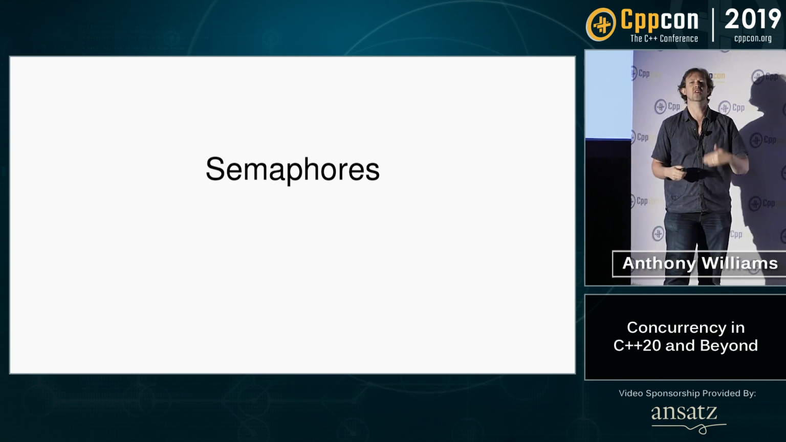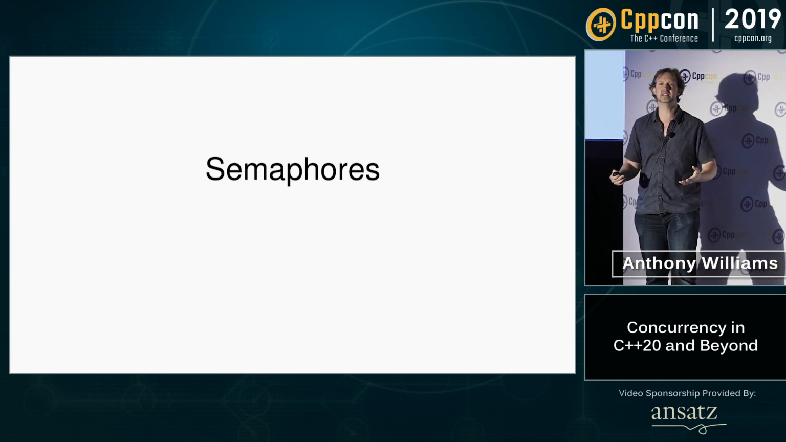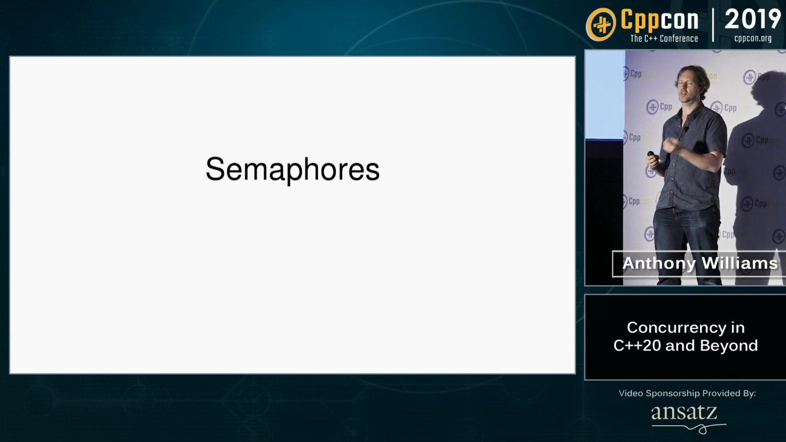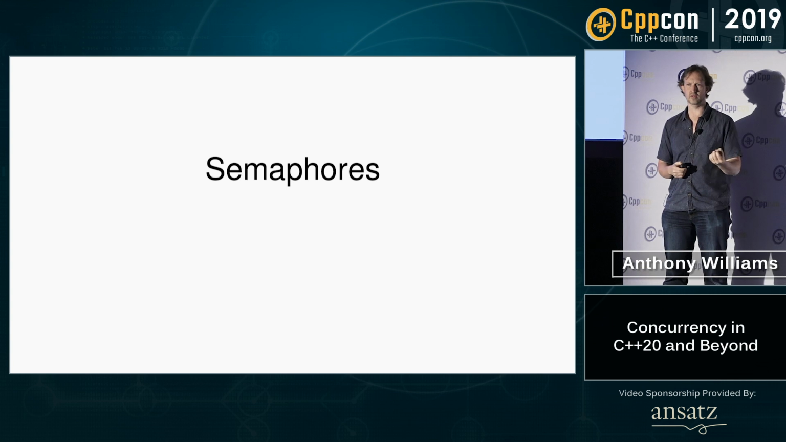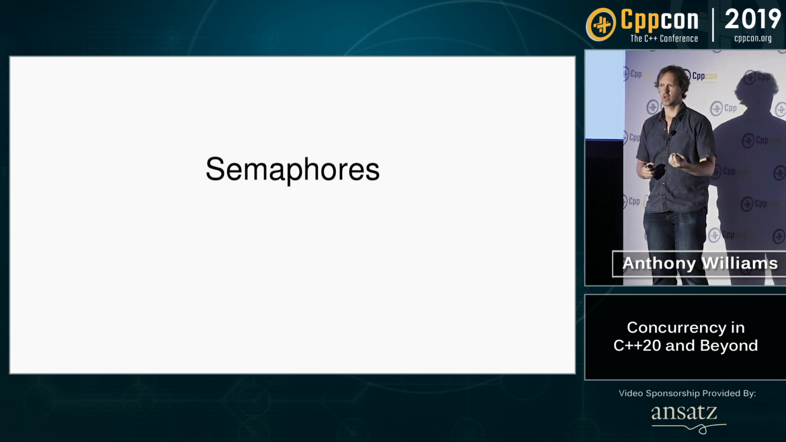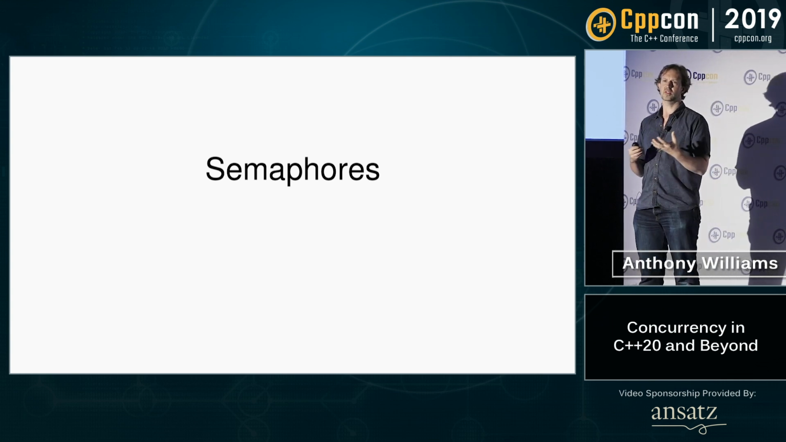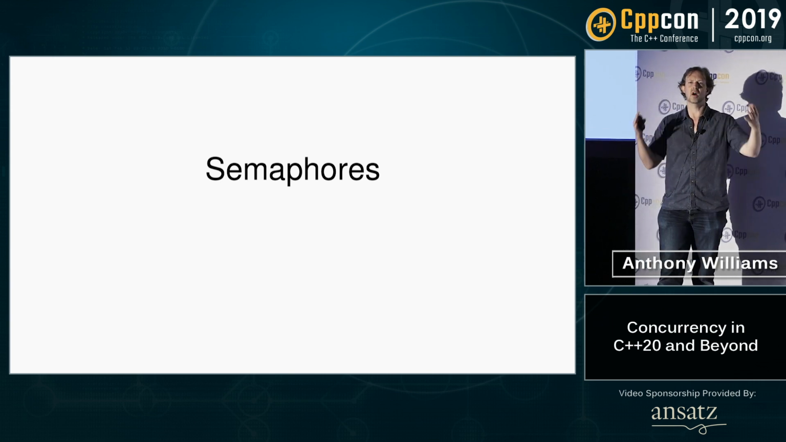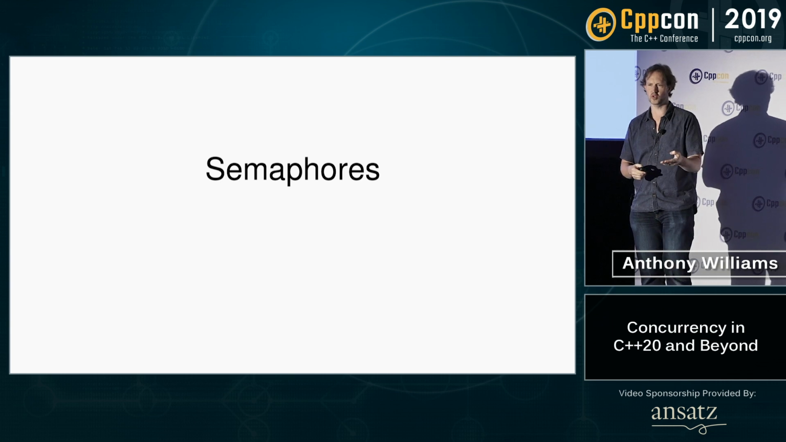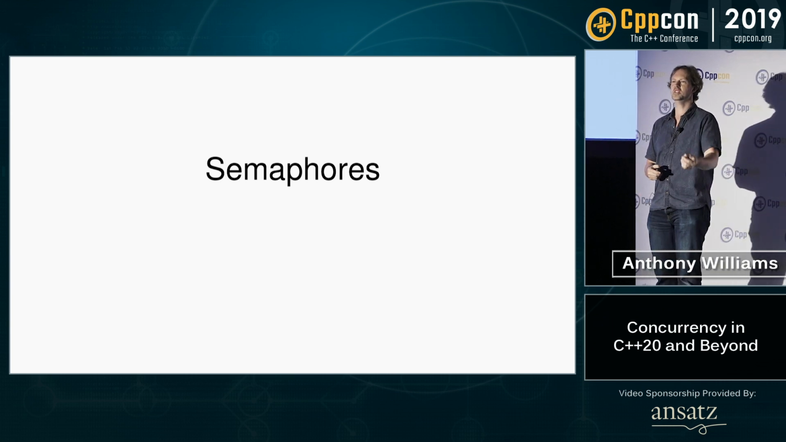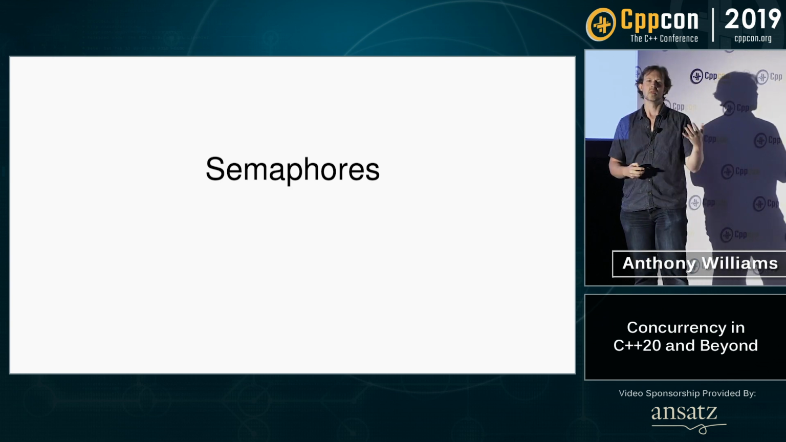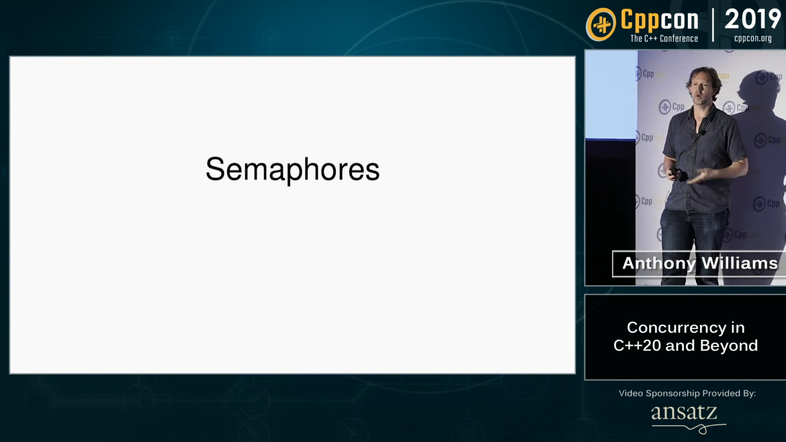Okay. The final of the 3 new synchronization facilities is semaphores. Now, semaphores are fundamentally quite a low-level synchronization facility. And in principle, at least, you can build just about every high-level synchronization thing using only semaphores. You can build a mutex with semaphores. You can build a condition variable with semaphores. You can build a latch or a barrier with semaphores. So conceptually, they're quite low-level.